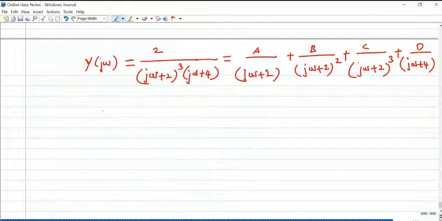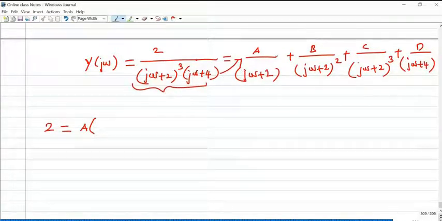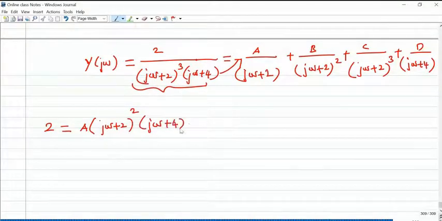How to solve this partial fraction method? Keep the 2 on the left side, that is y of j omega equal to 2 by the denominator terms, bring them to the right side. So what is the result now? I'm going to multiply this particular step here, here, here and there also. So A: (j omega plus 2) cube is there, so here one (j omega plus 2), so (j omega plus 2) square and (j omega plus 4).